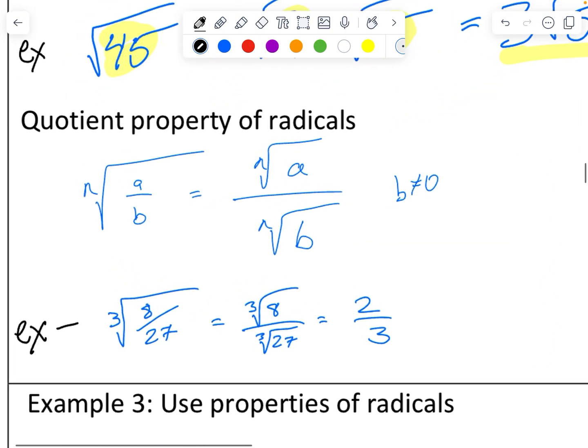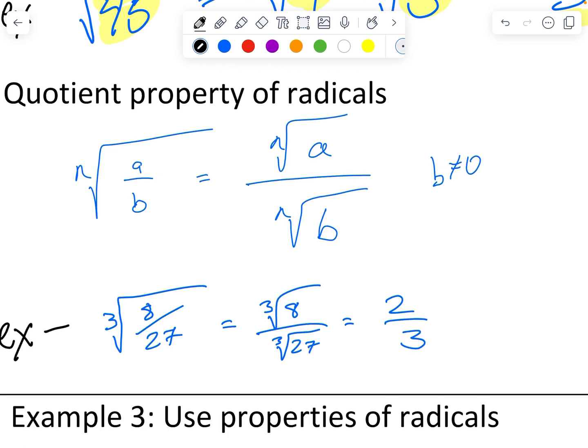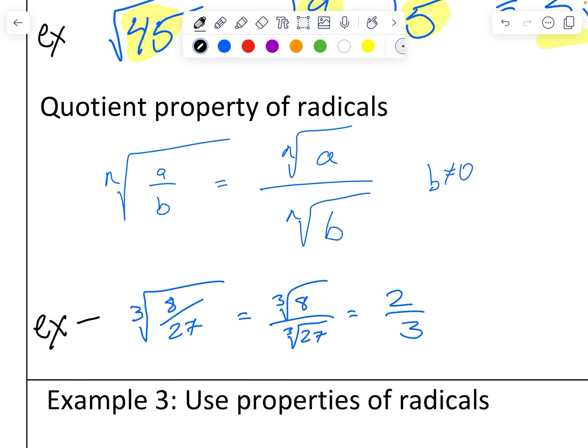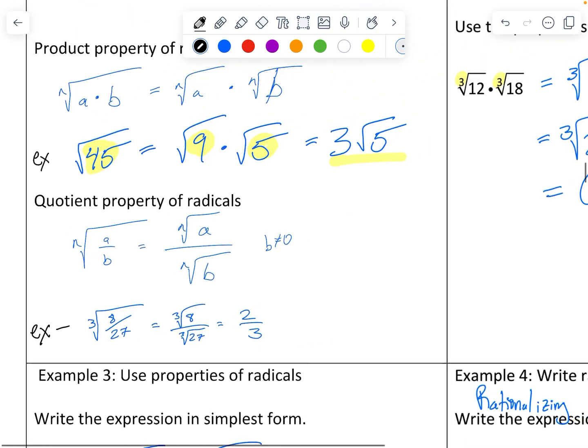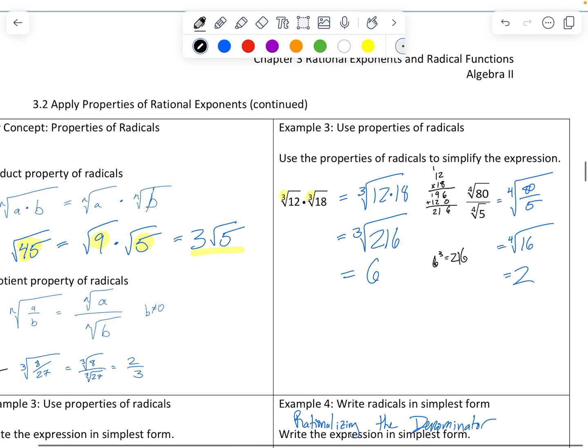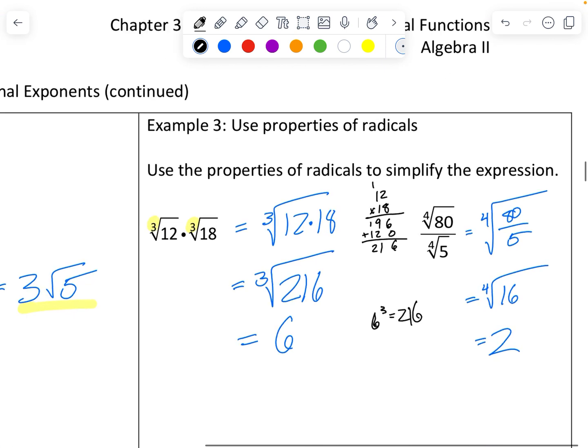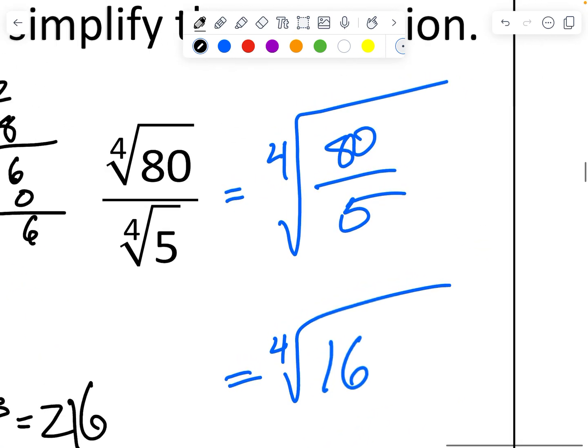Then if you have the nth root of a fraction, you can apply that nth root to both the numerator and denominator separately. For example, the cube root of 8 over 27 is the cube root of 8, or 2, over the cube root of 27, or 3. It goes the other way too. If you have the same index on both the numerator and denominator, you can put those together.